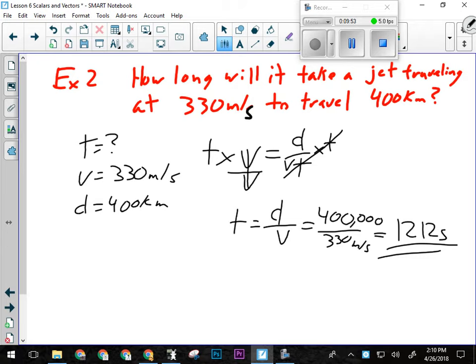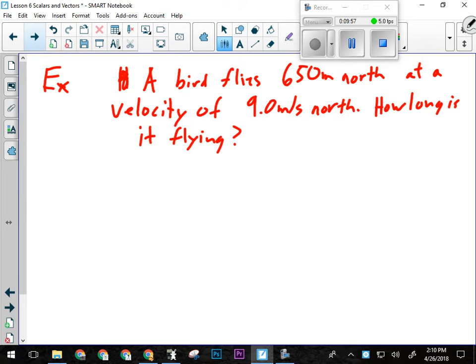All right, questions on example 2? Last thing is, we're looking for, again, time here. I don't know why I have another one for time, but okay. So you guys try this one. It travels 650 meters north at a velocity of 9 meters per second north. How long is it flying? Give me a minute on that one.